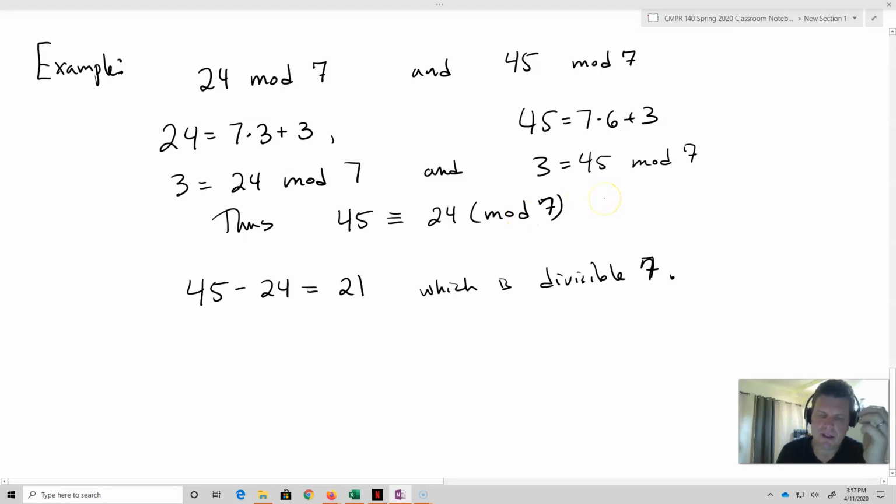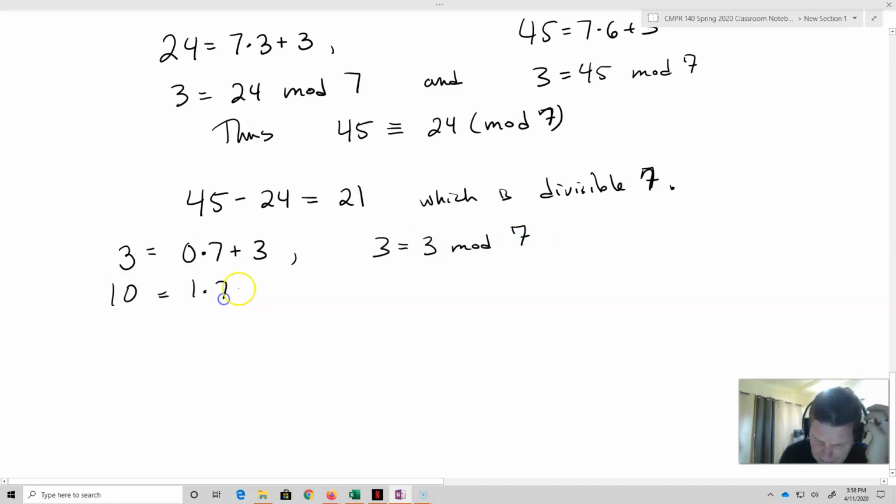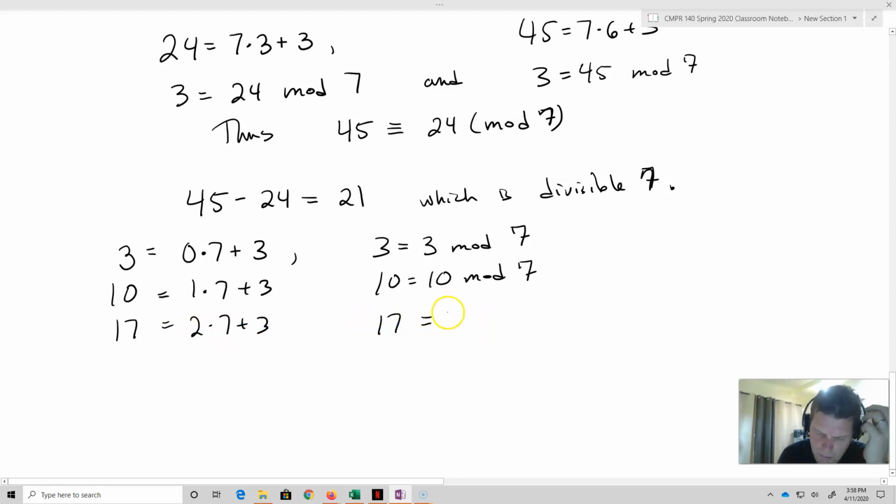So in mod 7, let's set up a set of examples. 3 is equal to 0 times 7 plus 3, so 3 is equal to 3 mod 7. Makes sense. 10 is equal to 1 times 7 plus 3. Then 17 is equal to 2 times 7 plus 3.